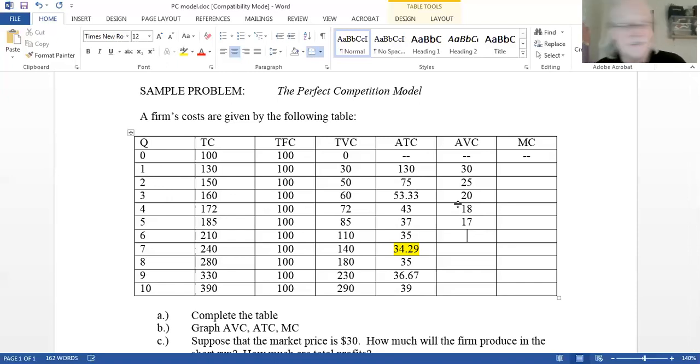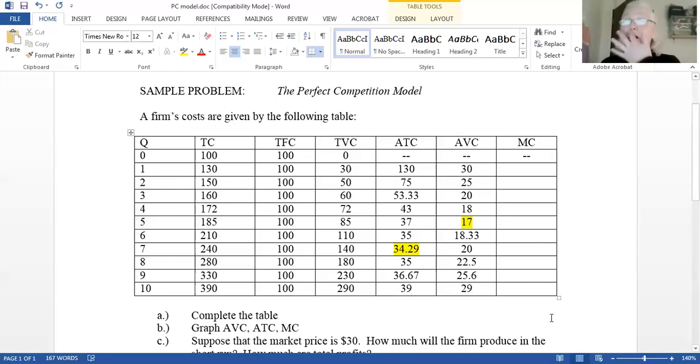And then 110 divided by 6. Oops, 110. I'm just plugging this into my calculator. 18.33. Notice it hit its minimum before the ATC. It dropped from 30 down to 17, hit that minimum, and it's rising again. So 140 divided by 7, that should be 20, right? And then 180 divided by 8, I get 22.5. These should continue to go up. So 230 divided by 9, 25.6. And then 290 divided by 10 is 29.